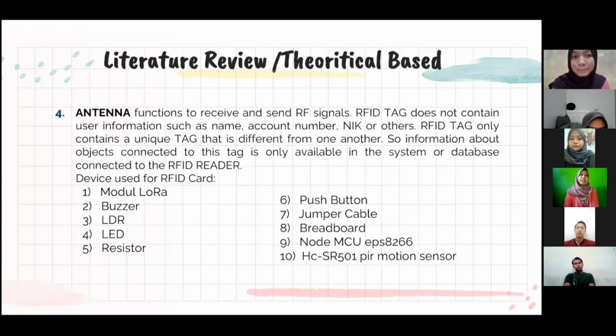Okay, fourth, the antenna functions to receive and send RF signals. Then there are the devices used for the RFID card. First, module. Second, buzzer. Third, LDR. Fourth, LED. Fifth, resistors. Sixth, push button. Seventh, jumper cable. Eighth, breadboard. Ninth, NodeMCU ESP8266. Then the HC-SR501 motion sensor. Okay, next.